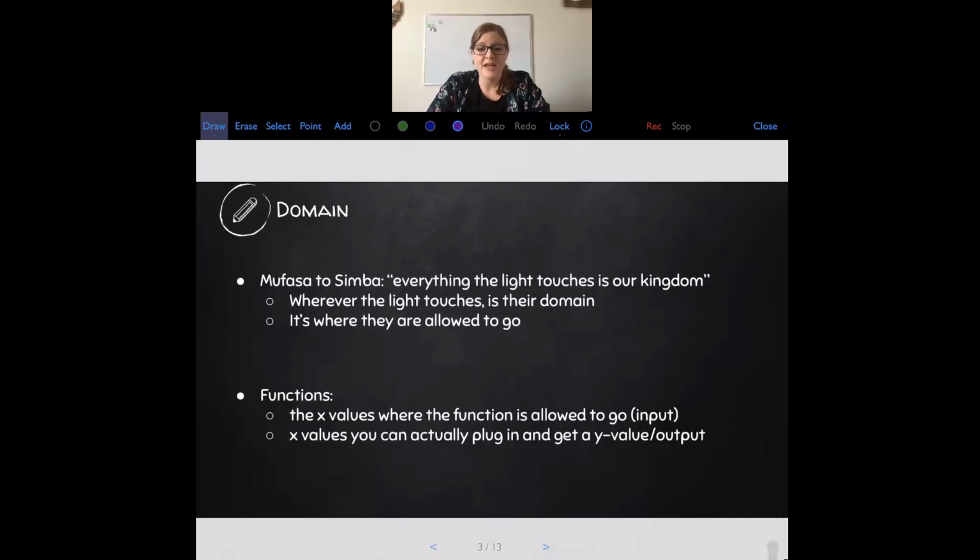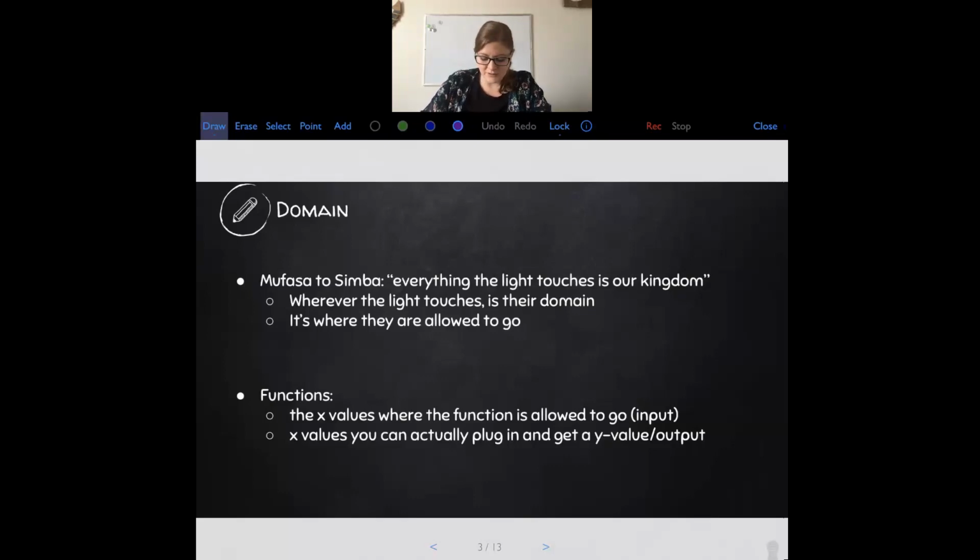So with the domain of a function, it's the x values where the function is allowed to go. It's where it's allowed to be in terms of the x values or the input. Another way of thinking about it is it's the x values that you can actually plug in and get a y value or get an output.